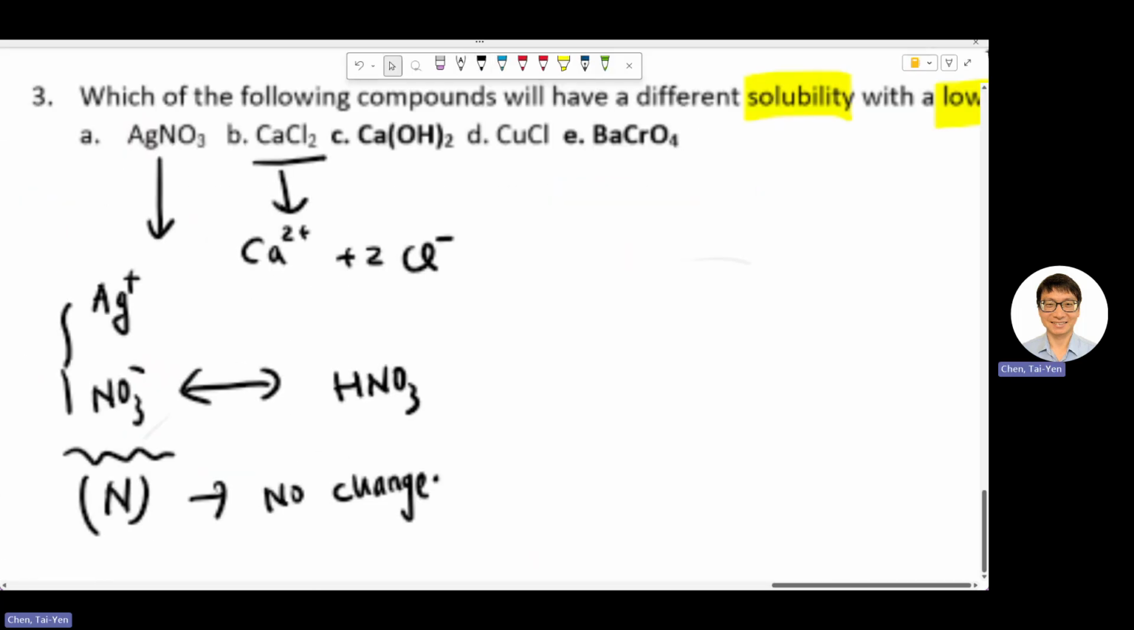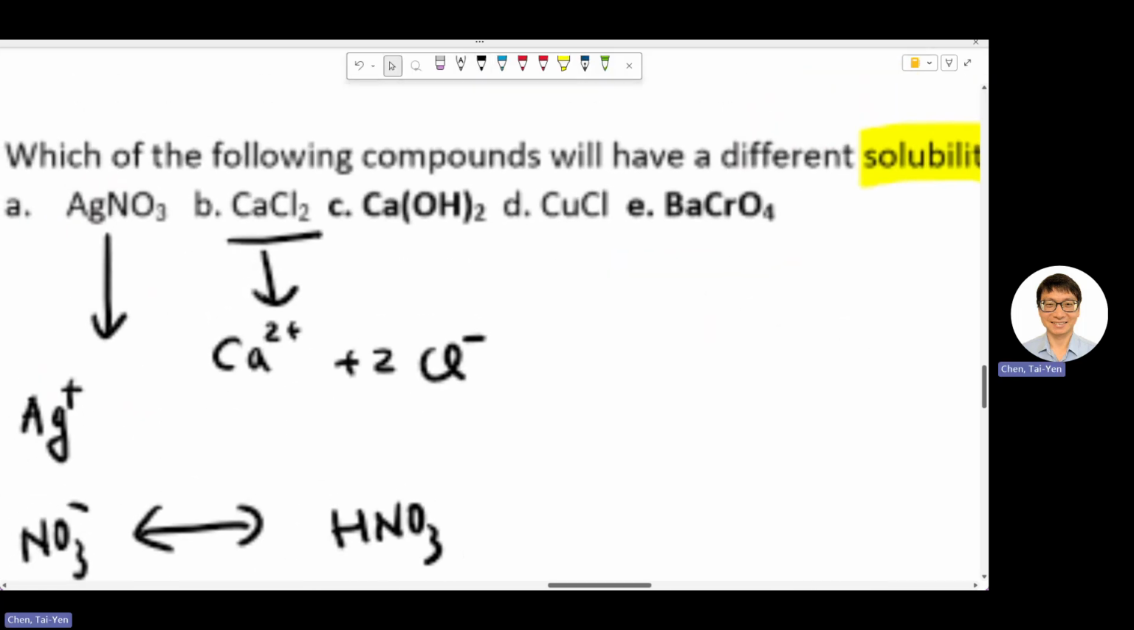All right, get back to this. I hope right now everybody can see why I write Ca2 plus and 2Cl minus. Then we look at the anion. What's the anion that we have? Cl minus, right? Is it weak base or neutral? Neutral, right? Because it's the conjugated base of HCl, which is a strong acid. Therefore, it's neutral. Therefore, pH has no effect on the solubility.